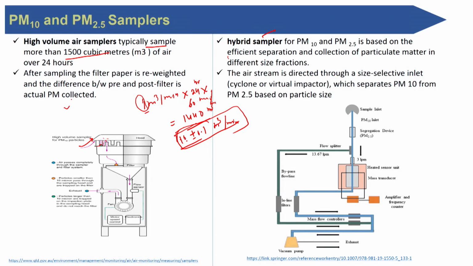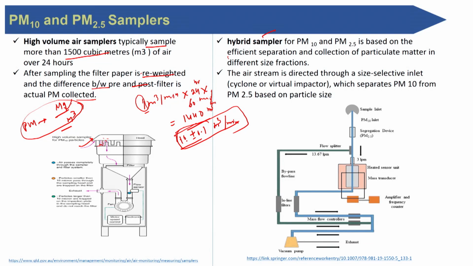Once we have done the sampling, the filters are reweighed, and the difference between pre and post filter weight is calculated. Then you have the actual PM measurement, that is microgram per meter cube. This is very important. The idea is very simple, and the equations are also very simple.